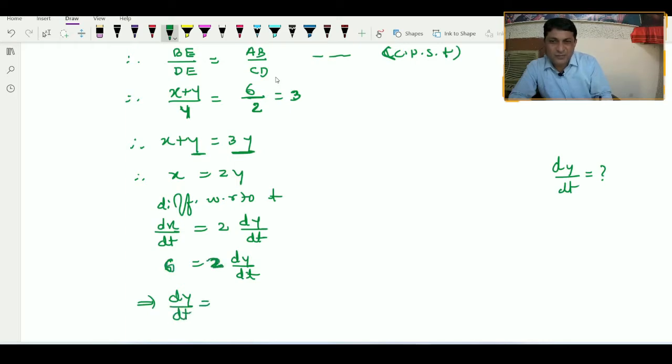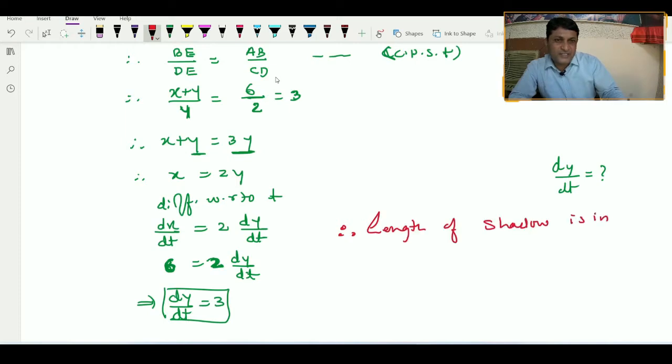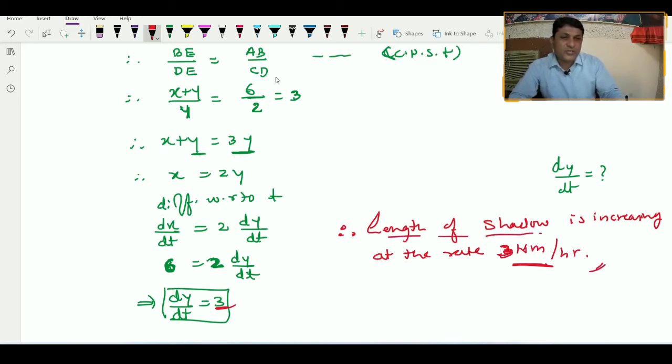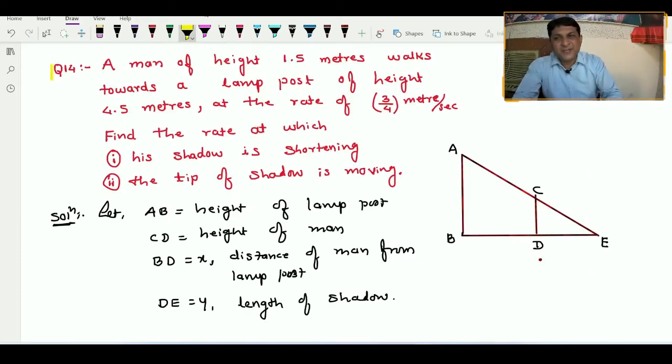divided by 2. The 2 multiplied on this side comes to the other side and becomes divided. So 6 upon 2 will be equal to 3. So what is y? Y is nothing but the length of the shadow. That's why we can say that, therefore, the length of the shadow is increasing at the rate, at what rate? 3 kilometer per hour, and this is the value which we have to find out here. So in this way we have got our required value, that the length of the shadow is increasing at the rate of 3 km per hour. Now see example number 14.